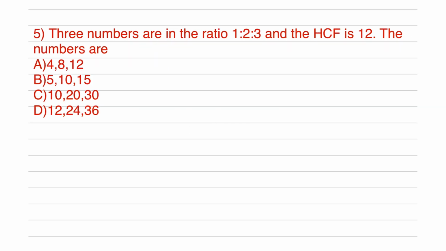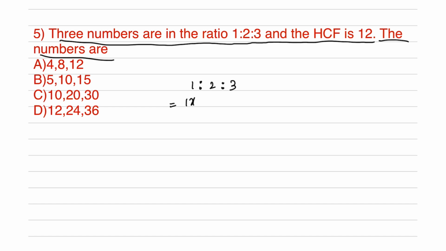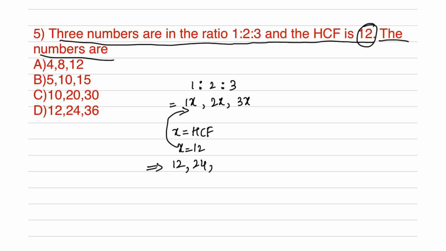See the next question. Three numbers are in the ratio 1:2:3 and the HCF is 12. The numbers are... the ratio is 1:2:3, which means 1x, 2x, 3x. X means the common factor, so it will be the HCF. As they have given HCF as 12, take x equal to 12. Now substitute this here. It will be 12, 24, 36. So option D is the right answer.